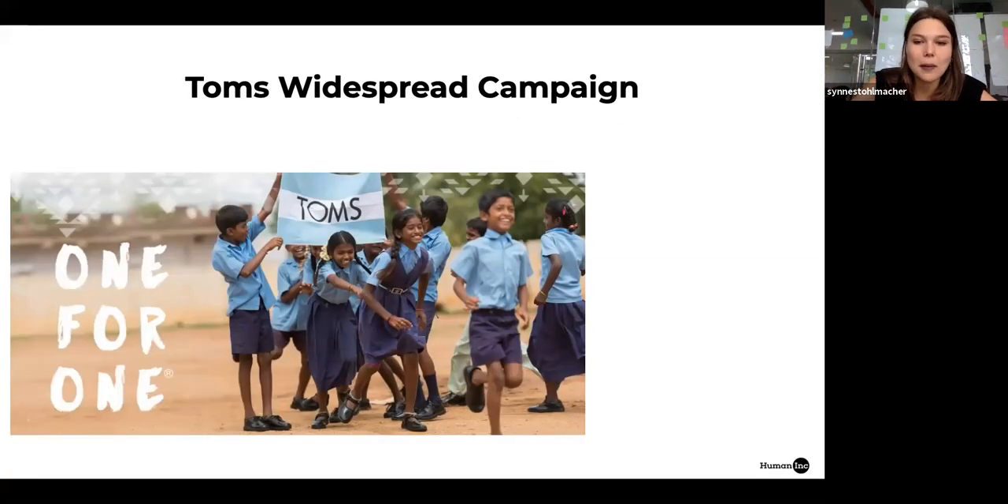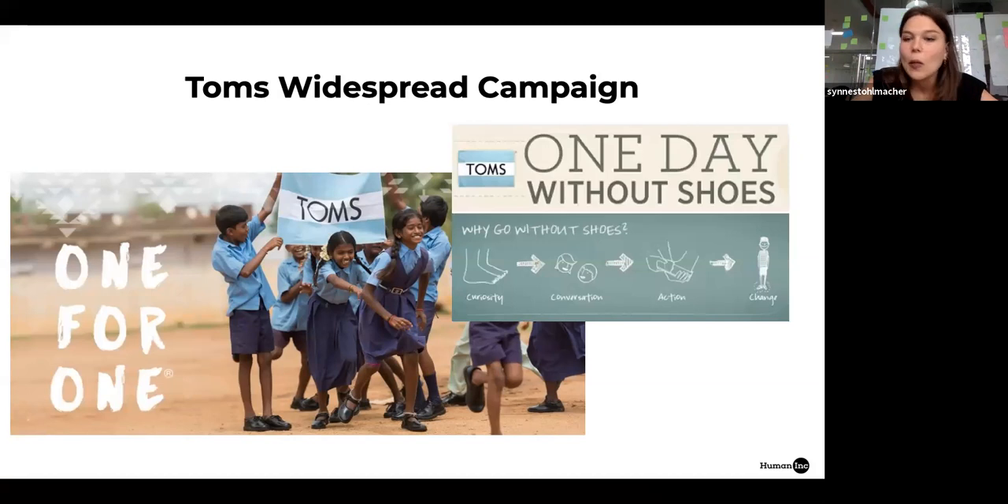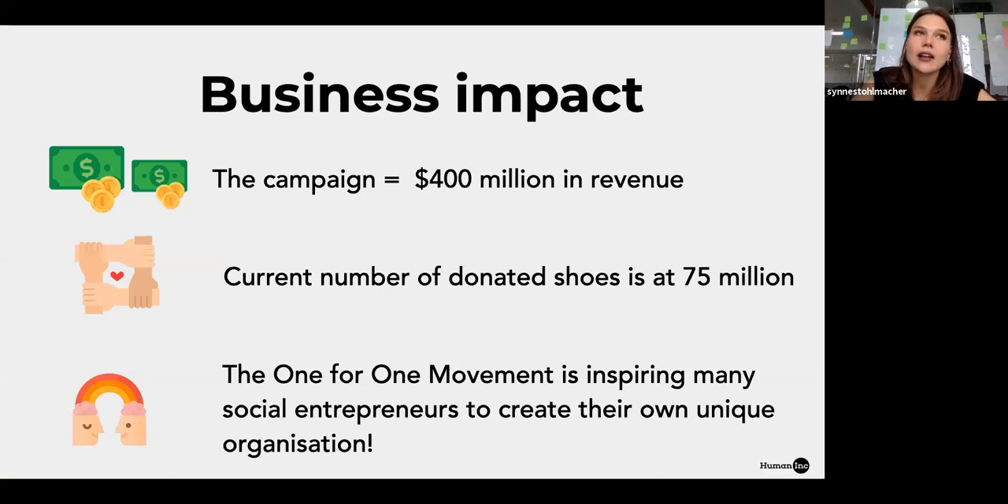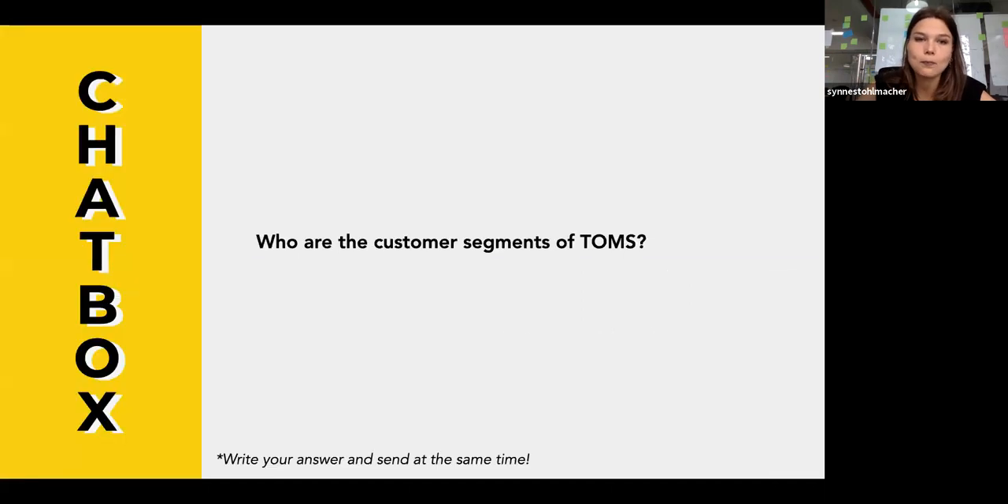This is a bit of pictures from some of their campaigns where they're showing how they're benefiting different parts of the world. They have had a lot of impact. They've had a couple of different campaigns and they have more than 400 million in revenue. Their current number of donated shoes is at 75 million pairs of shoes. So it's a very high number. And the one-for-one movement is inspiring many social entrepreneurs to create their own unique organization with a similar business model.